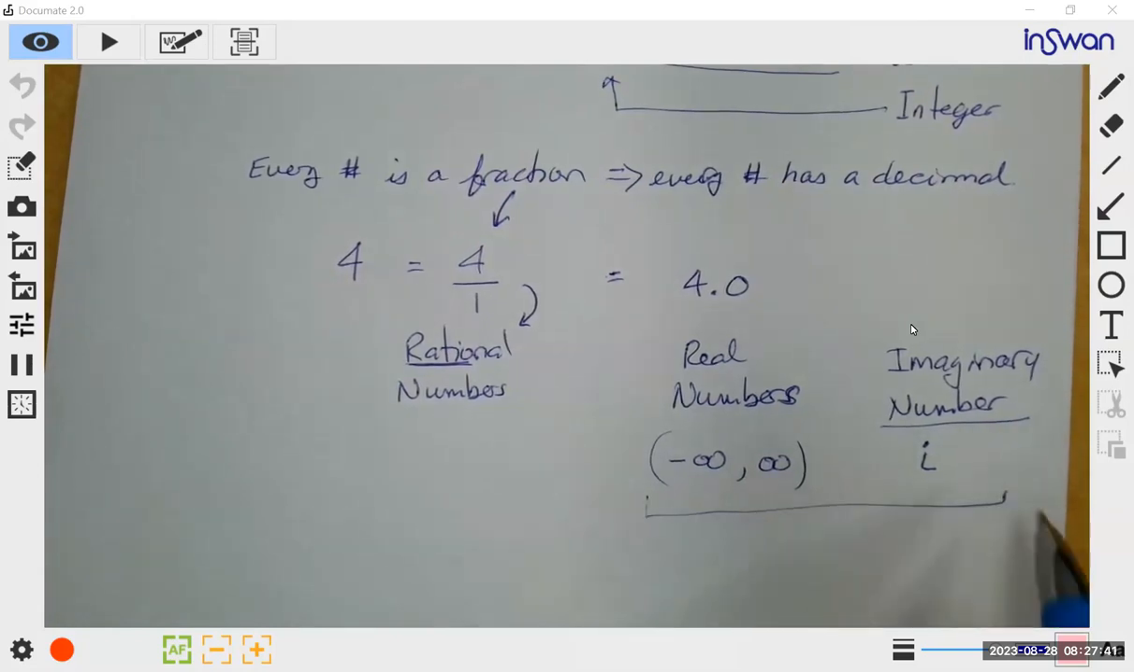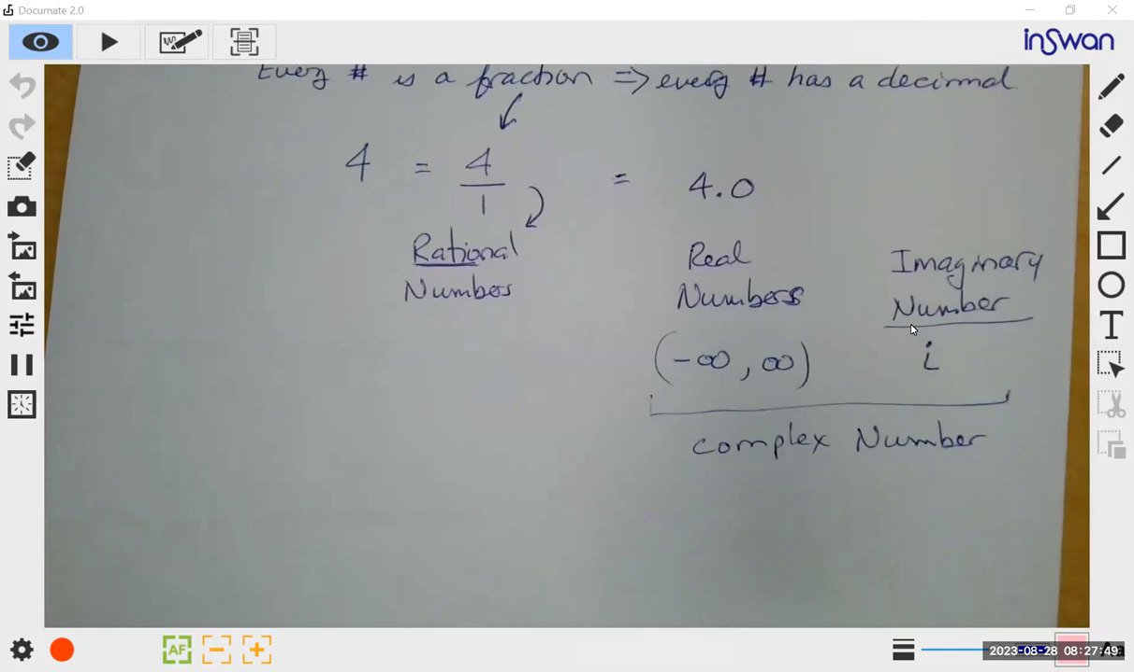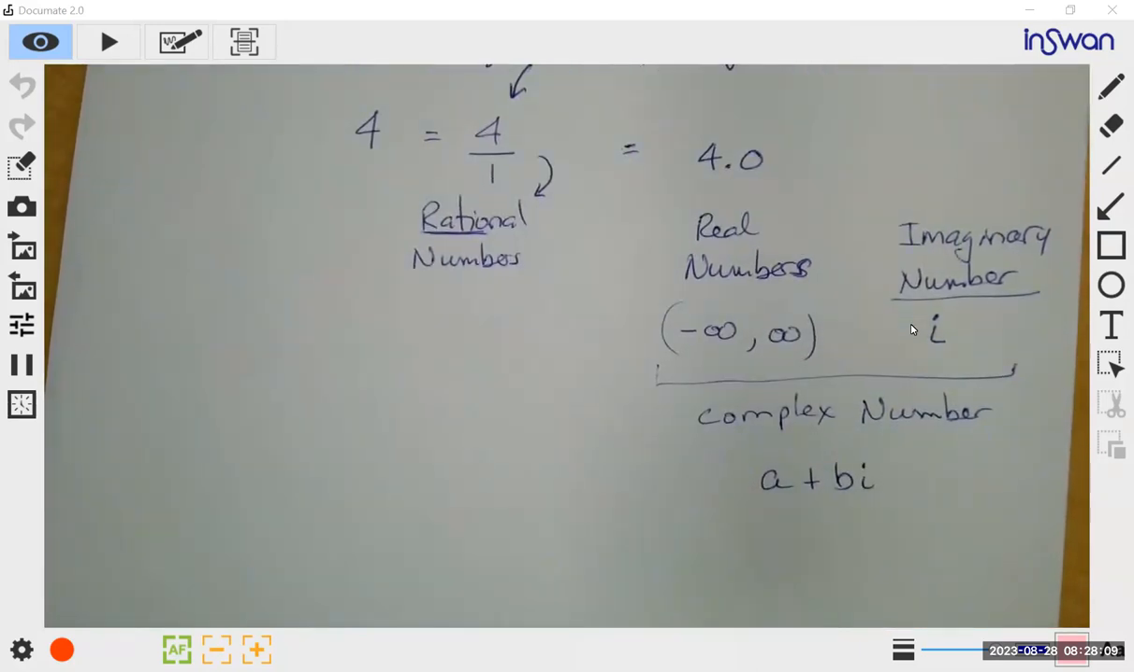So together, both of these make up what's called a complex number. A complex number looks like this. Remember, complex is made up of real and imaginary. So the first part is the real part, and the second part is the imaginary.